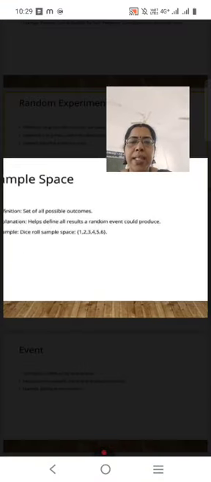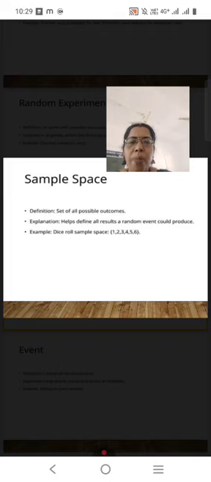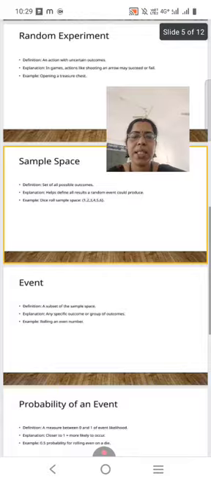Next one is sample space. The set of all possible outcomes is a sample space. It helps define all results a random event could produce. For example, dice roll sample space: 1, 2, 3, 4, 5, 6. This is called the sample space.